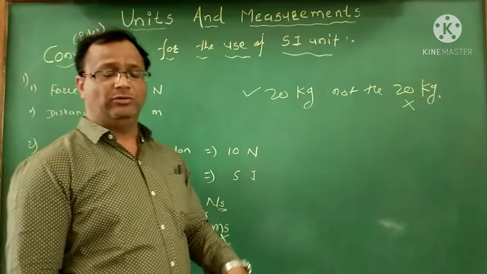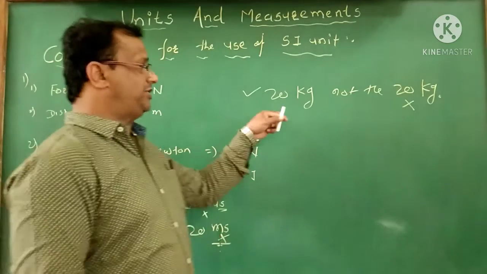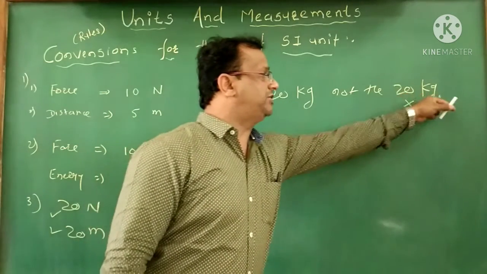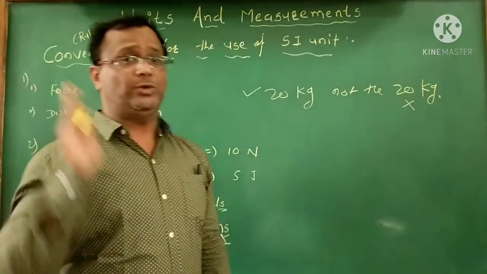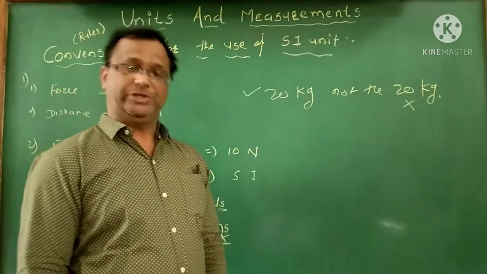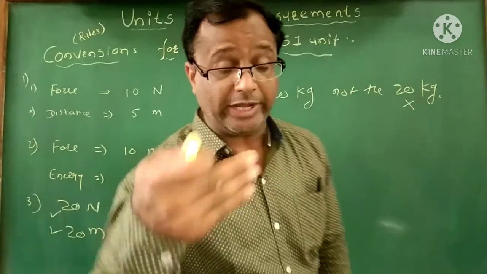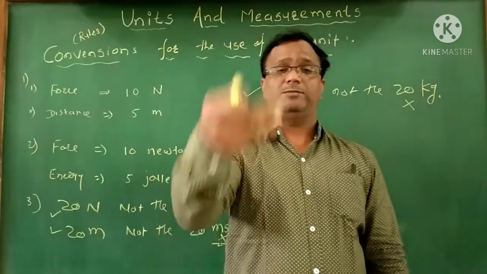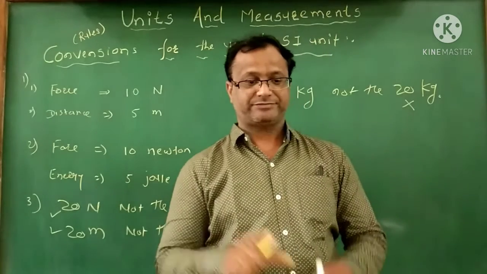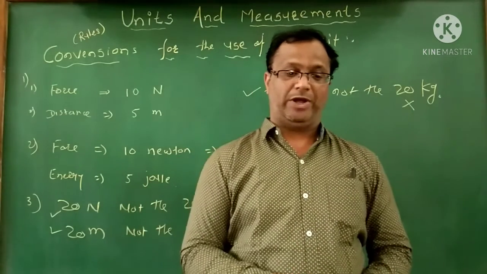If we want to write down 20 kg, then we write 20 kg in this way, not 20 kg and full stop. It means that don't give the full stop after the symbols of the unit. Right? Again, this will be one of the rules to write down the SI unit. Now, next one, that is the fifth one.